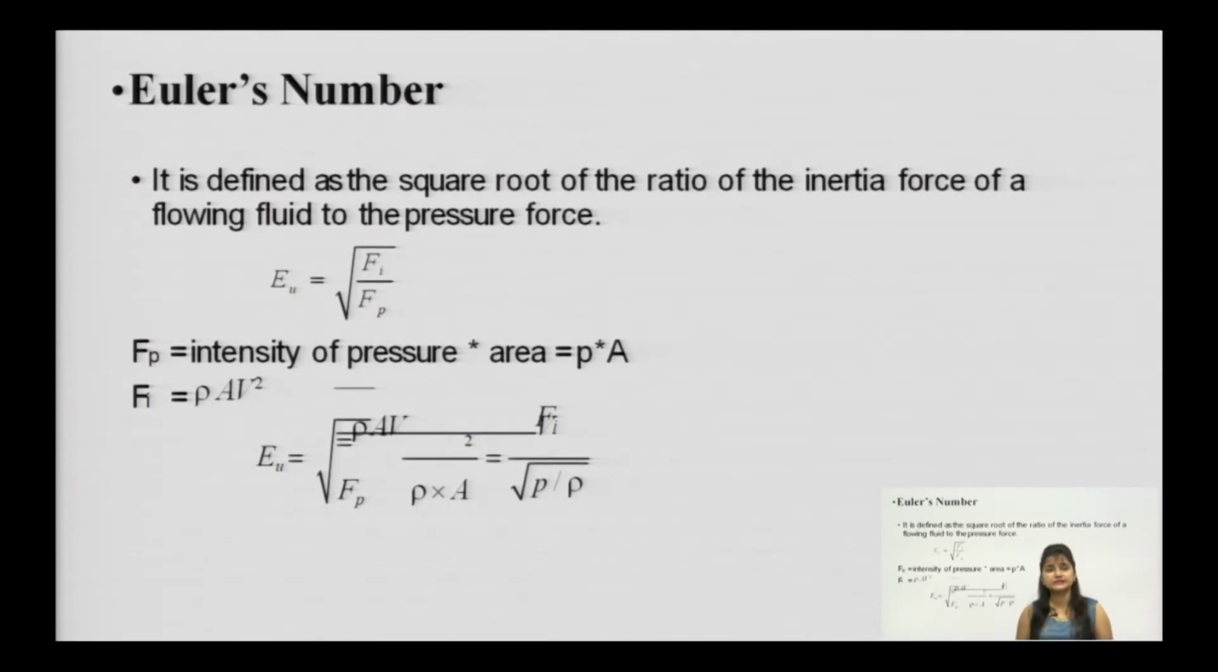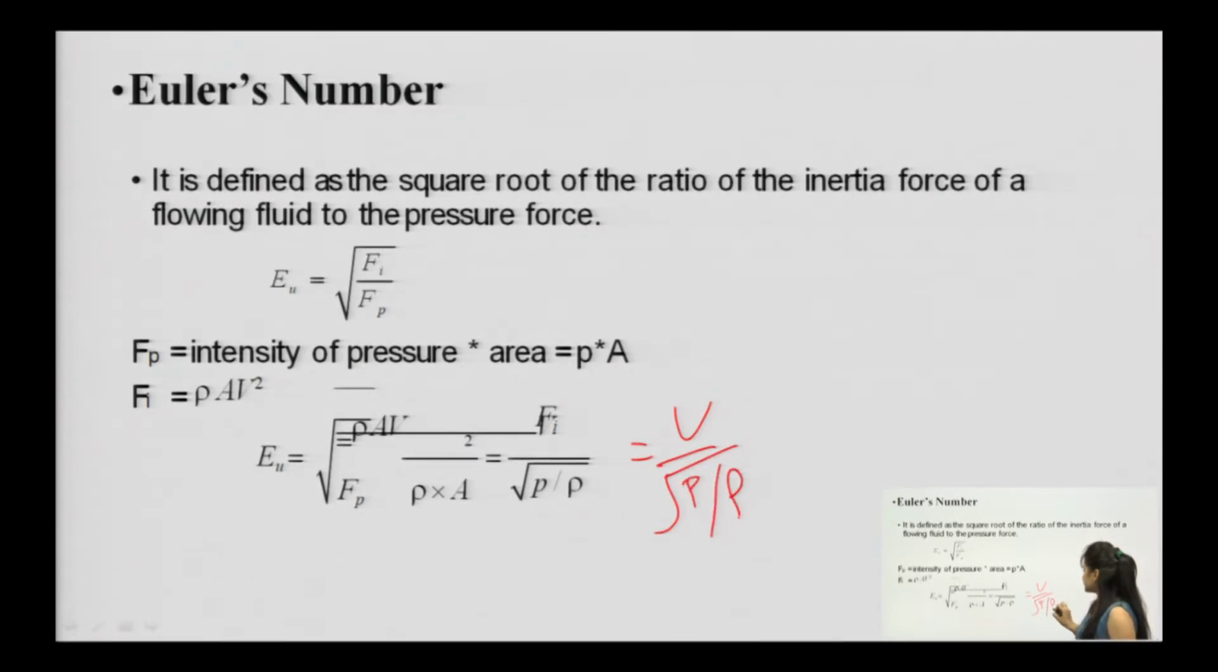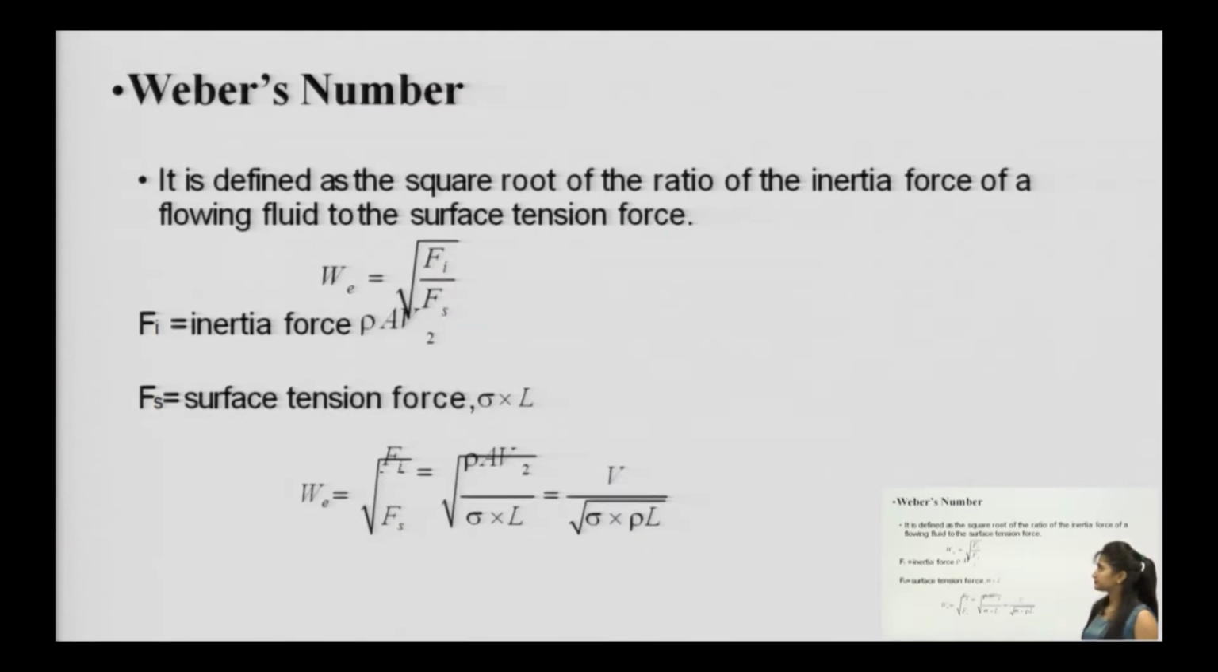Euler's number, you can see, is defined as the square root of the ratio of inertia force to the flowing pressure force. So, there you can see finally inertia by pressure, you are getting it as nothing but velocity upon under root of P divided by density. This is how you can calculate Euler's number.